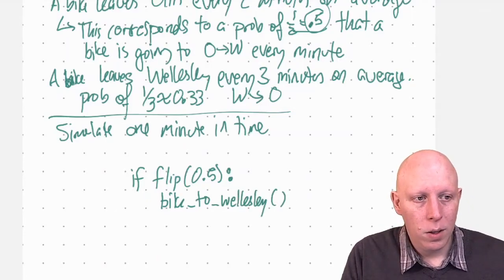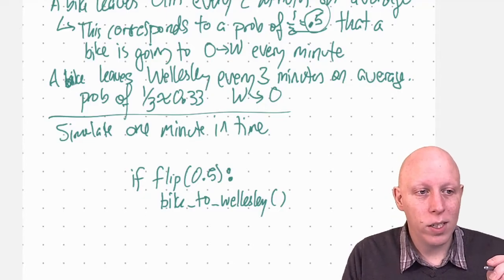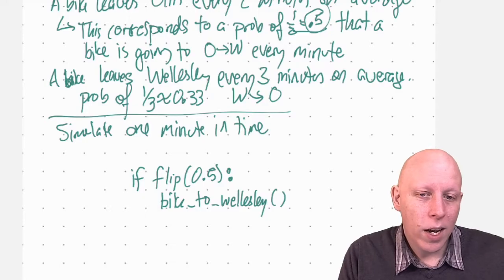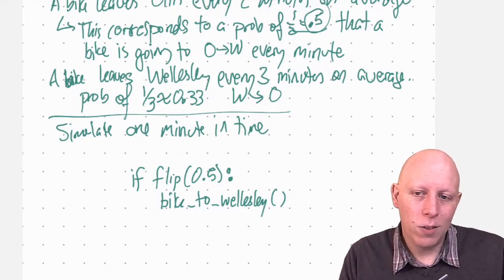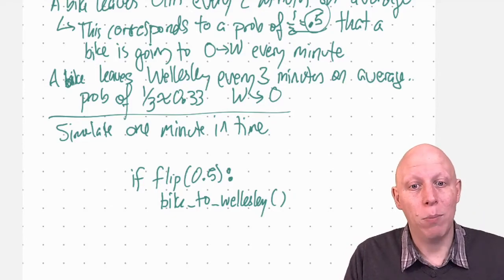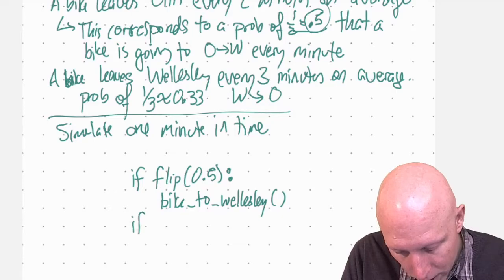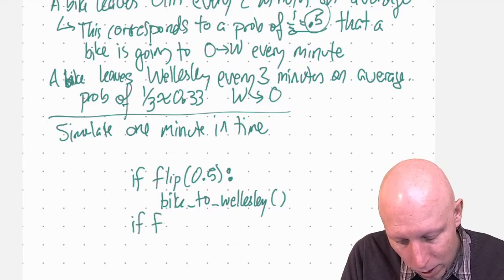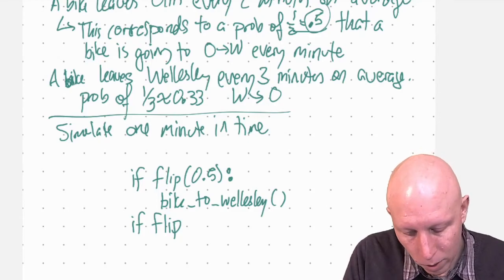All right. So if a bike leaves, we're going to send it to Wellesley. We're not going to use an else statement because if the bike doesn't go to Wellesley, nothing happens. On the other hand, we also have the dynamics of the bikes going the other way. So a bike going the other way happens 33% of the time.